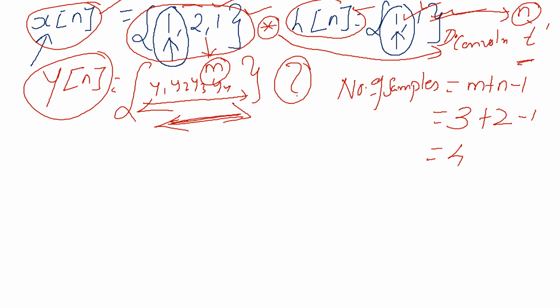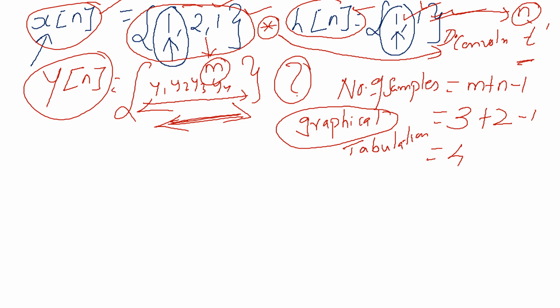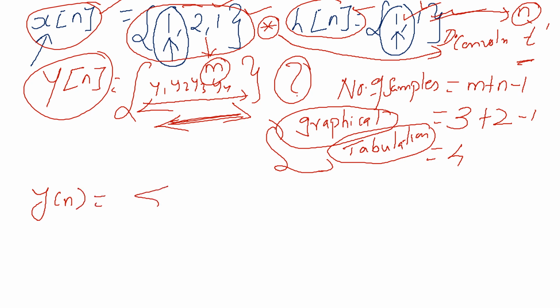Let us try to find this out. Keep it in mind, as I said in my previous slide, I am going to use a graphical method, and I am going to check the result by using the tabulation method, so that I will be studying both. Okay, sure. Okay, convolution. What is the formula for the convolution? Y of n is equal to summation over k, because we are using a dummy variable, x of k into h of n minus k.